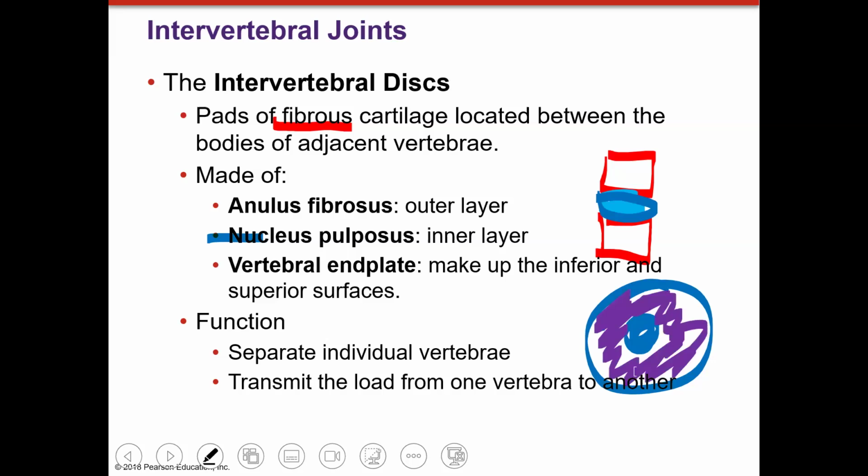Okay. And then the vertebral end plates make up the inferior and superior surfaces, and they separate the individual vertebrae and transmit pressure and load from one vertebra to the other. So instead of just bone on bone and the bone breaking, when you jump up, jump down, and move around, these vertebral discs are going to provide shock absorption for you.